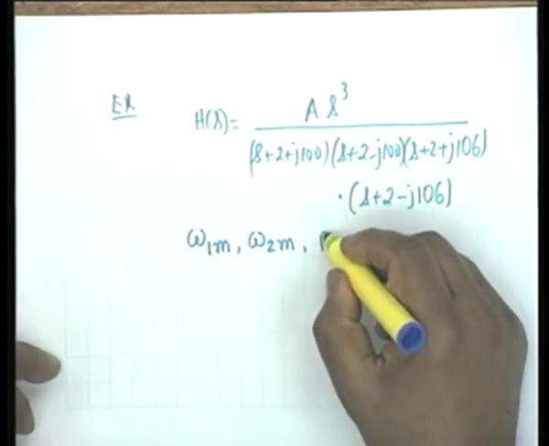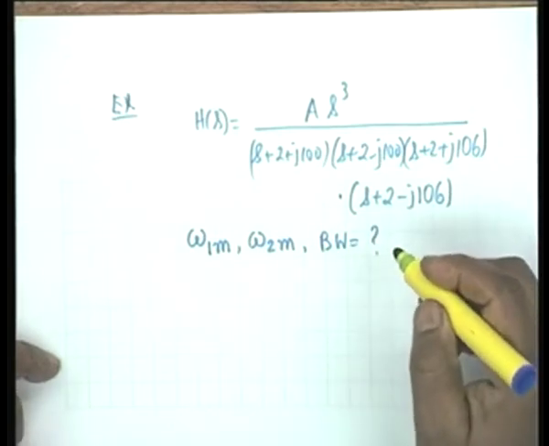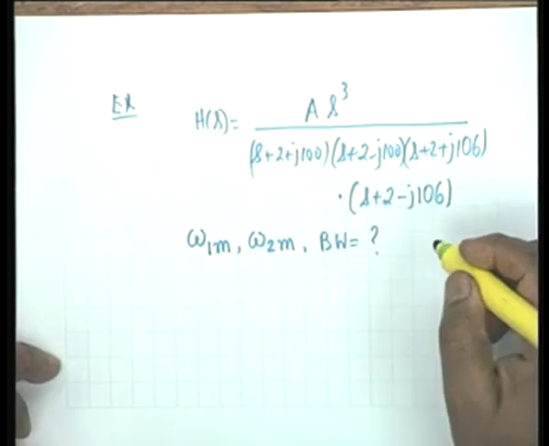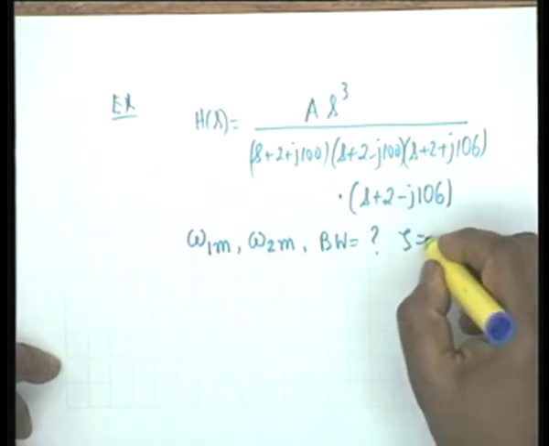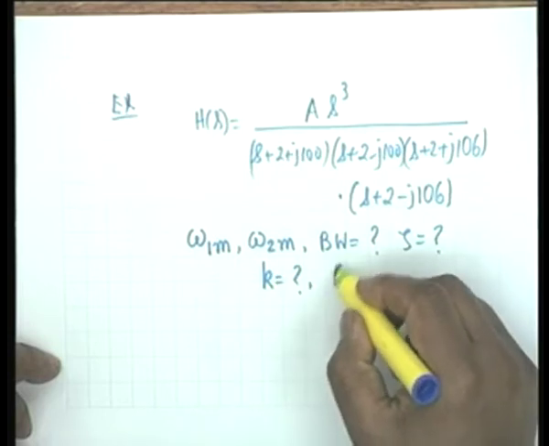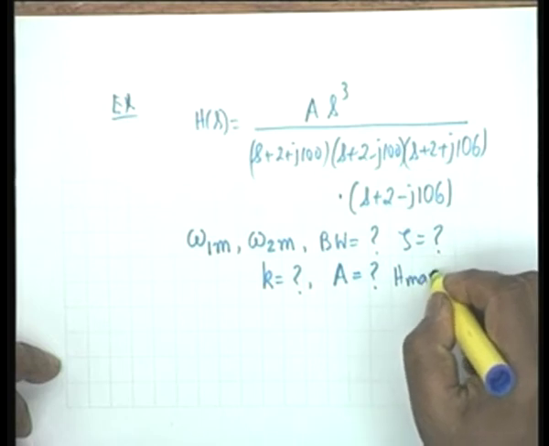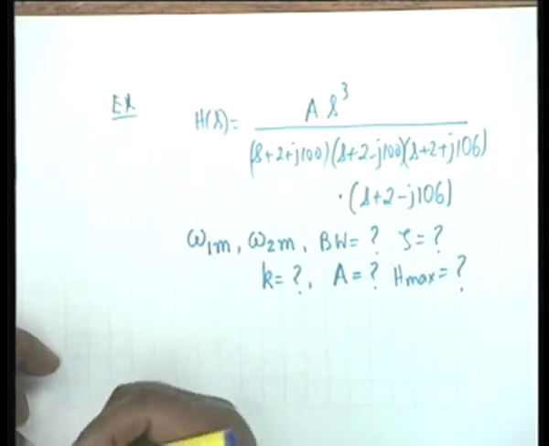We wanted to find out the bandwidth. For bandwidth we have to find out omega c2 and omega c1, then zeta, k the coefficient of coupling, the constant A, and the maximum value of the response. These are the things to be found out.